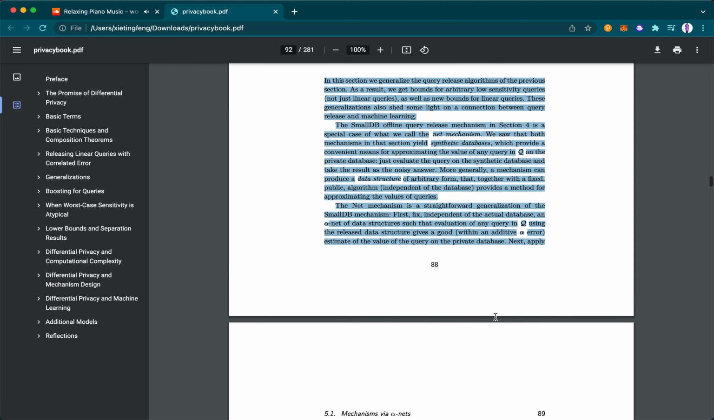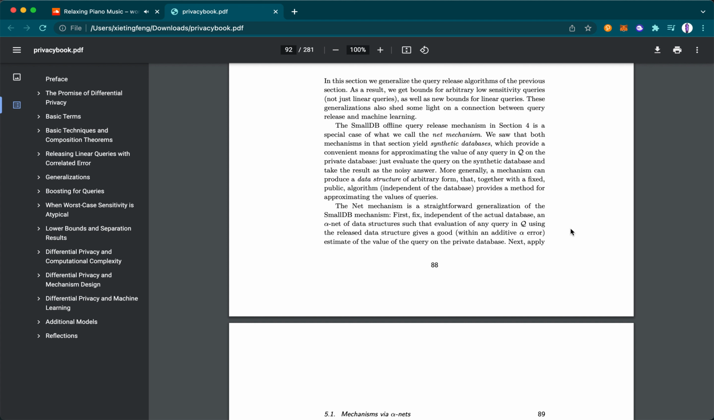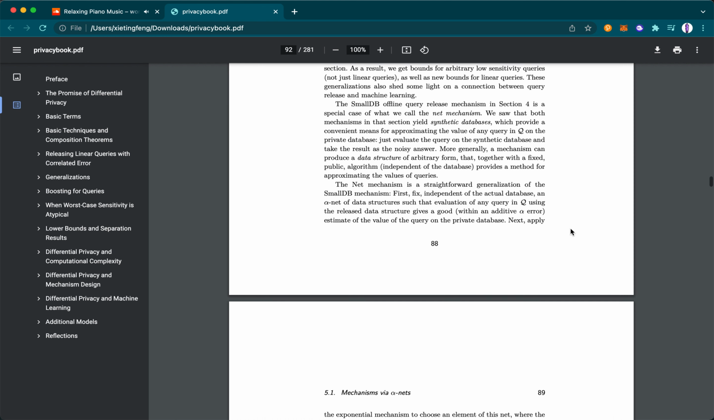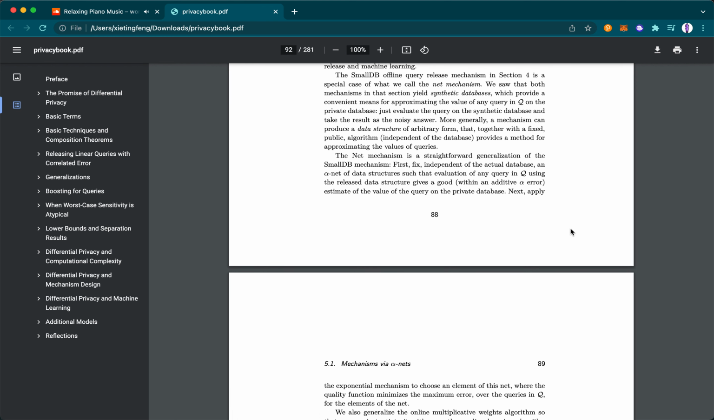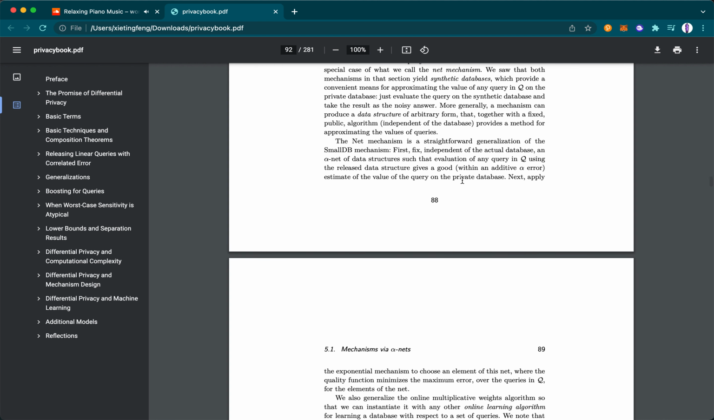In this section, we generalize the query release algorithms of the previous section. As a result, we get bounds for arbitrary low sensitivity queries, not just linear queries, as well as new bounds for linear queries. These generalizations also shed some light on a connection between query release and machine learning. The small DB offline query release mechanism in section 4 is a special case of what we call the net mechanism. We saw that both mechanisms in that section yield synthetic databases, which provide a convenient means for approximating the value of any query in Q on the private database. Just evaluate the query on the synthetic database and take the result as the noisy answer.